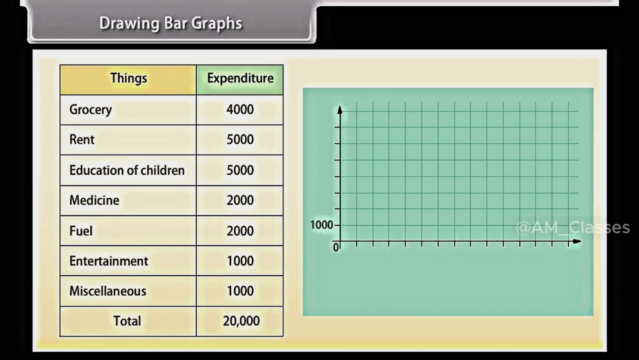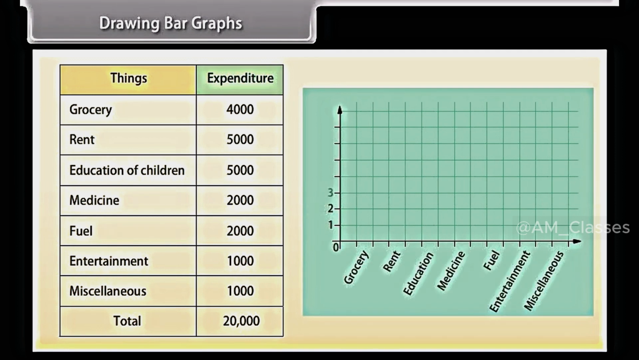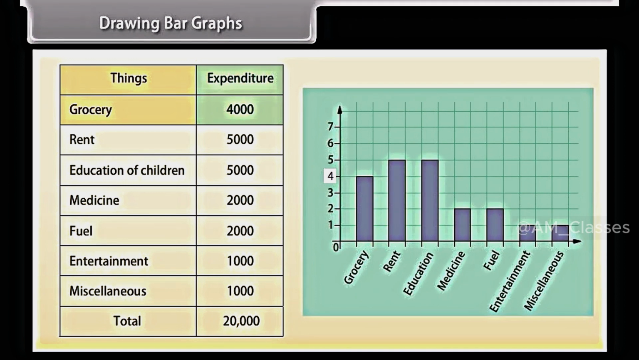Here 1 means 1,000, 2 means 2,000. Now to represent our first thing, that is grocery, we have to make a bar of unit 4. Similarly, other things are represented leaving a gap of 1 unit in between 2 consecutive bars.